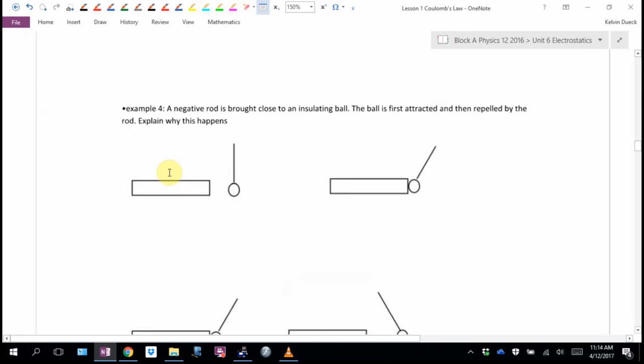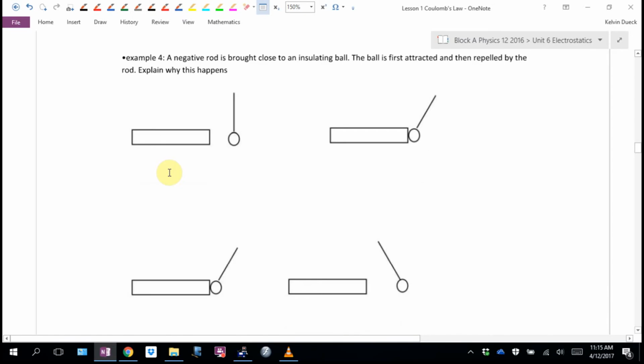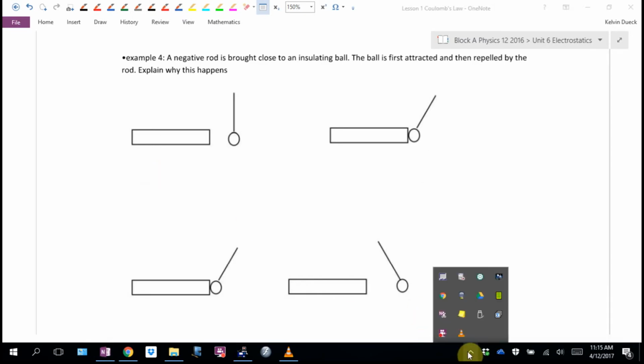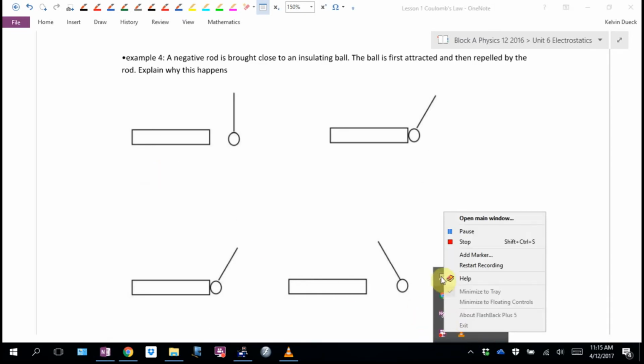A negative rod is brought close to an insulating ball. The ball is first attracted and then repelled by the rod. Sounds like half of teenage relationships. First attracted, then repelled, right? Anyways. Explain why this happens. Let me first of all show you that it does happen. Put your pencils down, look up.